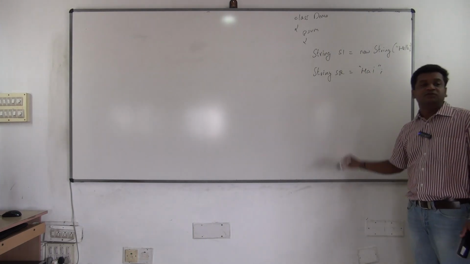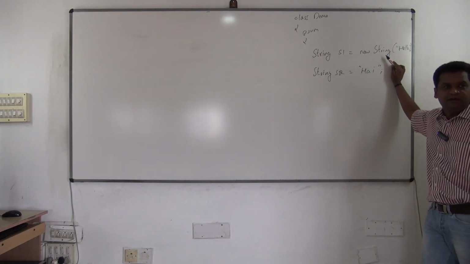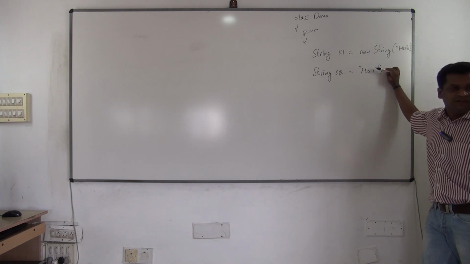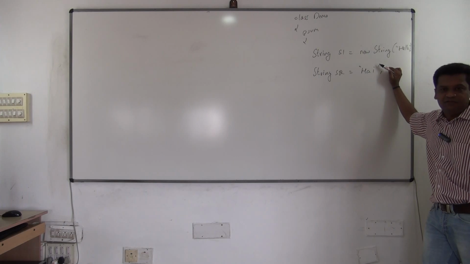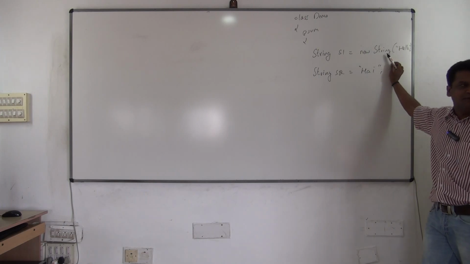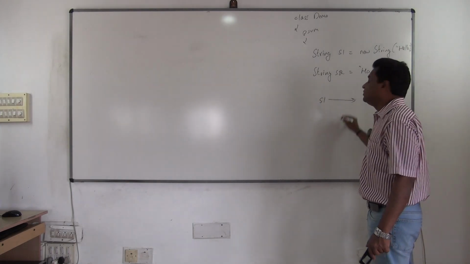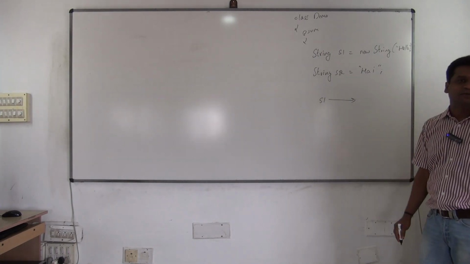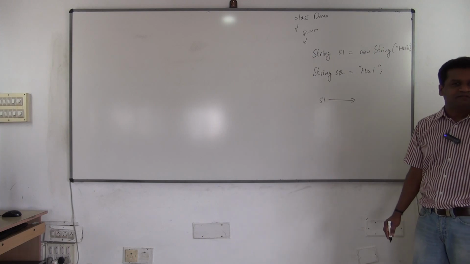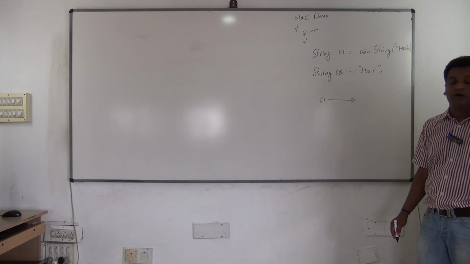So one option is you can use the new operator and create the string object. The other one is directly you can say s2 is equal to "hi". These are the two ways you can create the string object. Are you clear? Now next, we'll understand the difference if you create the string object with the new operator and without the new operator. But first, let's see how to work with this.